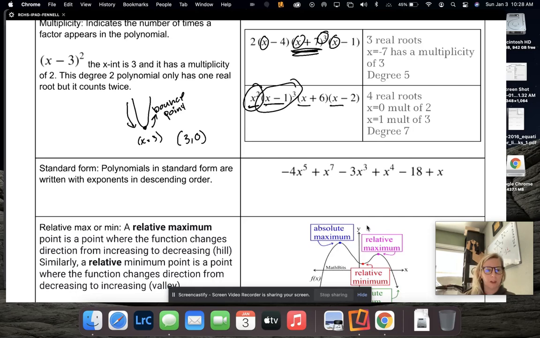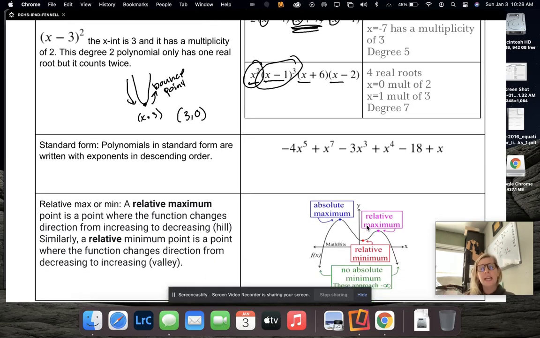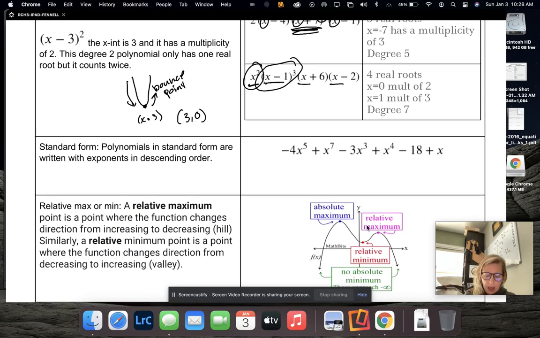Okay, standard form we said is going to be written in descending order, meaning the highest exponent value first. So currently this is not in descending order. I know this term should come first because it has the highest exponent value. So this would be x to the power of 7. My next highest value is 4x to the power of 5. And then we have x to the 4th minus 3x cubed plus x minus 18. Again, every exponent should be smaller than the previous one if we write this in descending order.